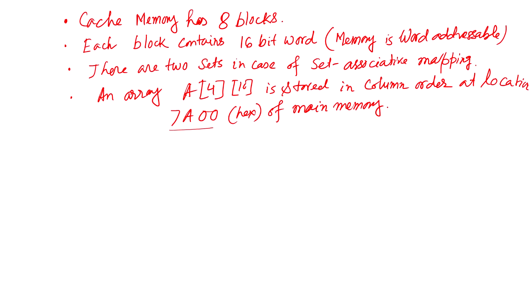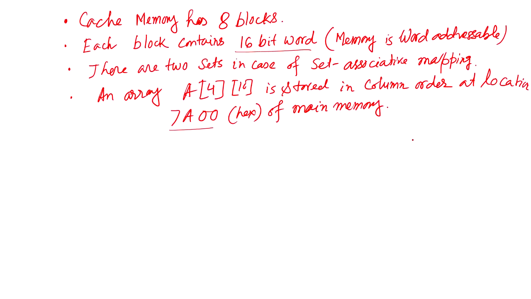Therefore, 4 into 4, so main memory is 16 bit. Each location can have a 16 bit word, and it is word addressable, not byte addressable. So, each location will be 16 bit, and the array starting location is 7A00. Now, we have a program. In the last class I wrote that program, and I will write it here again. If that program gets executed, what will be the content of the cache memory?